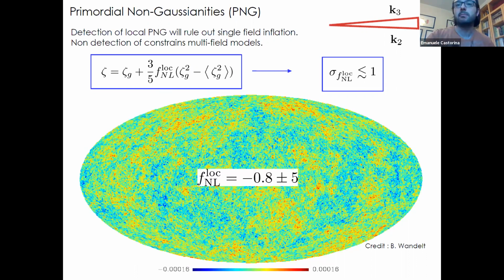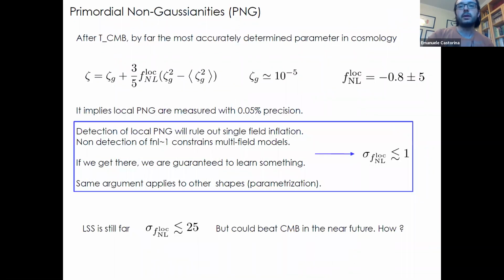Nonetheless, Planck has been able to put these extremely tight constraints. So fNL is 0, and the uncertainty is about 5. So it's still far from these theoretical uncertainties of order 1, but it's getting there. It is slowly getting there. But let me just pause for 1 second, and if you don't think that this CMB constraint is remarkable, let me just say that this is the best measured parameter in cosmology, other than the temperature of the CMB.